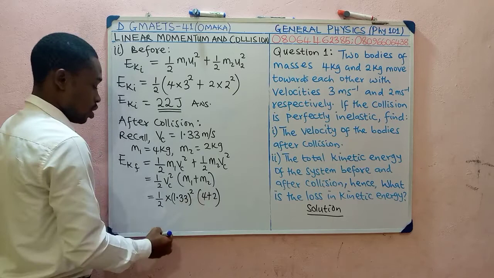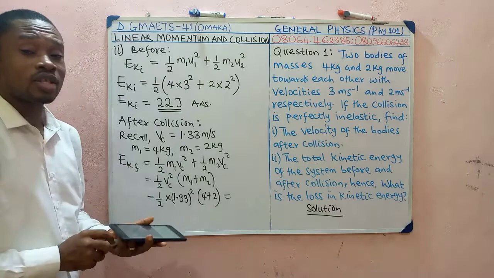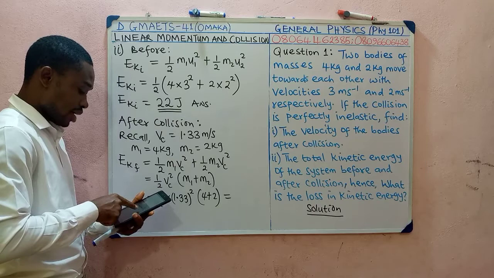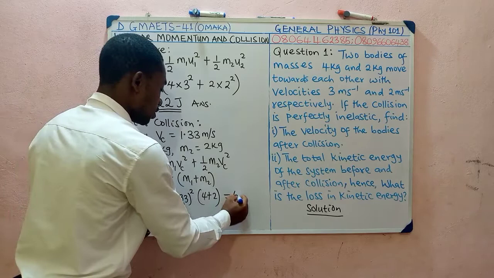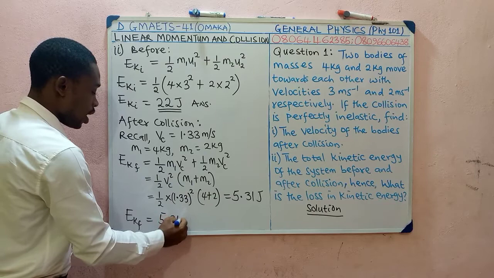Working this out, what would it give to us? Let's find out. This is going to give us 1.33 squared. Well, let's work it once and for all and get our result. The sum of the masses is 6, so it's going to be 1.33 squared, multiplied by 6 and then divided by 2. So this gave me 5.31 joules. So you can say that the final kinetic energy, that is after collision, is 5.31 joules.